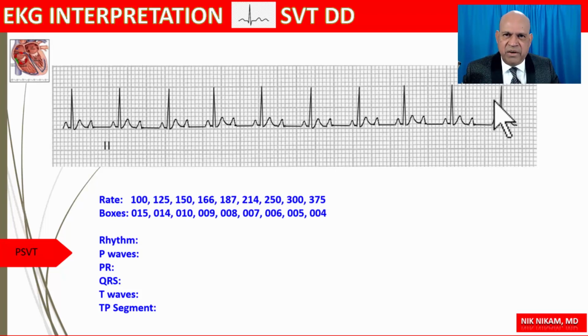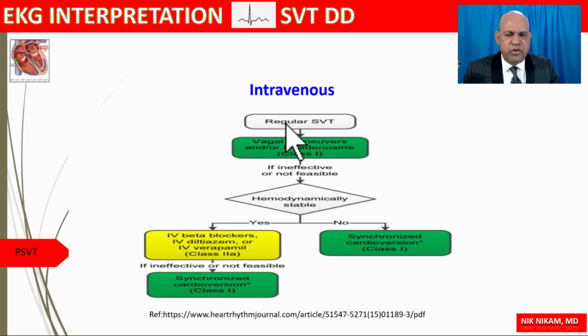So by method of exclusion, we can come to a diagnosis as to what is the most logical choice. Next, how do we treat supraventricular tachycardias that are narrow QRS complex? As I said, we can try vagal maneuvers to at least slow the rate. If this is paroxysmal supraventricular tachycardia, it may spontaneously terminate.